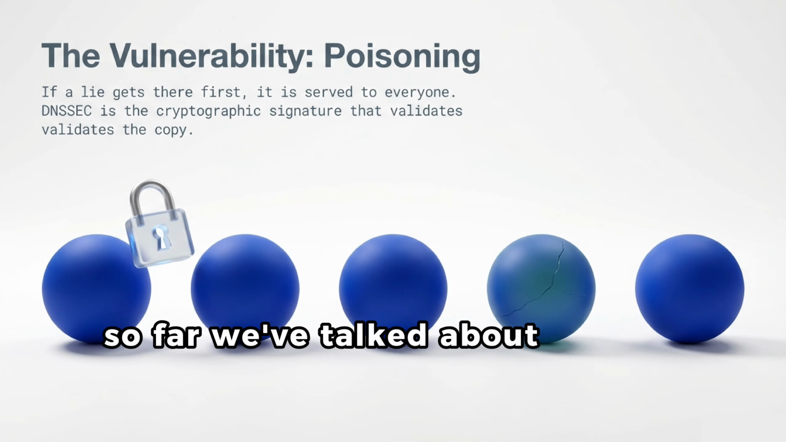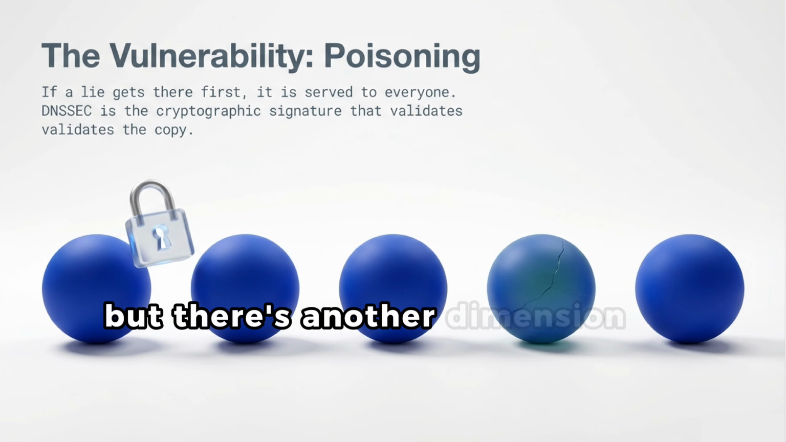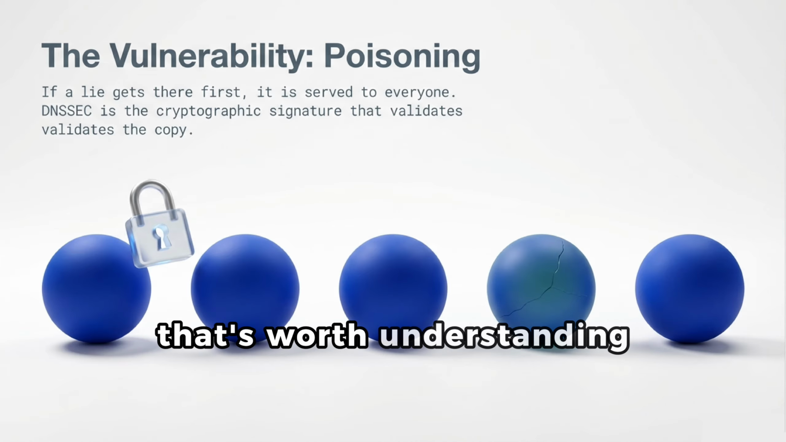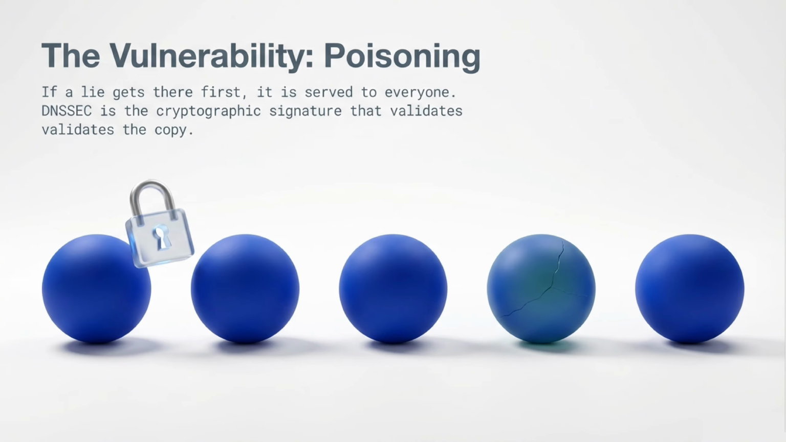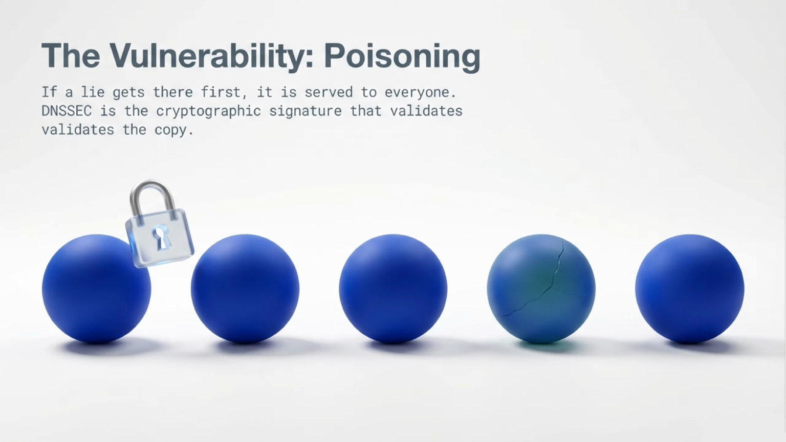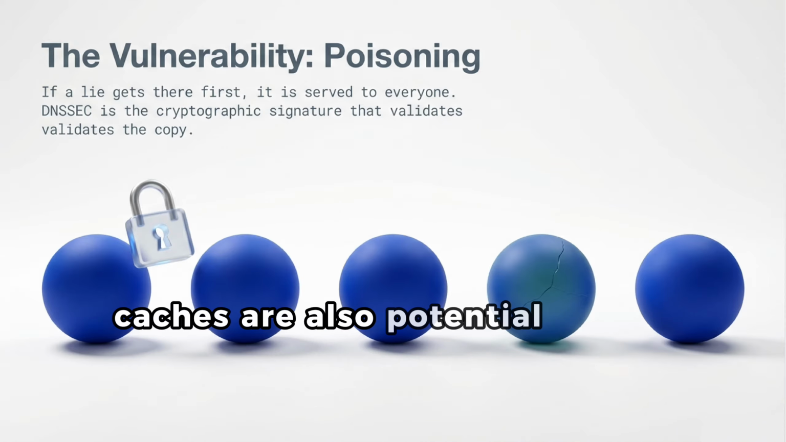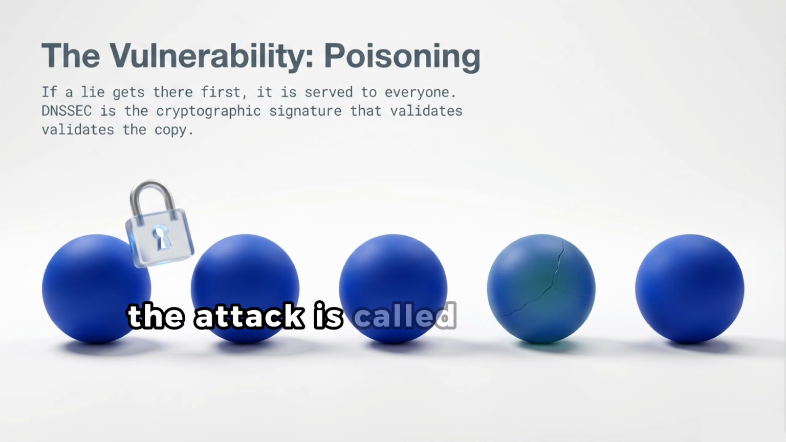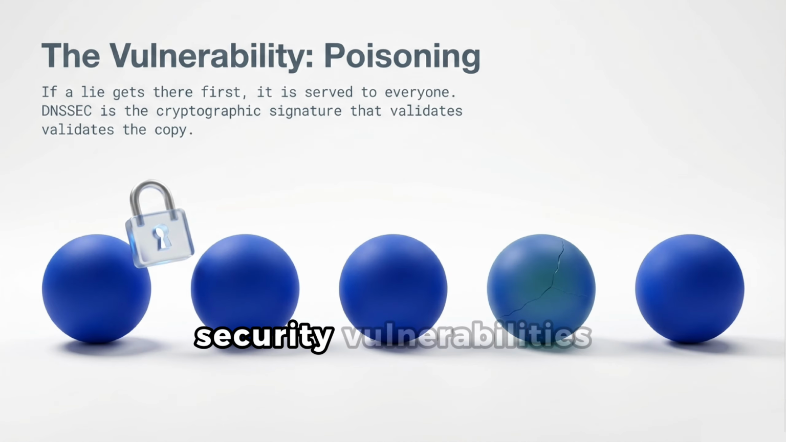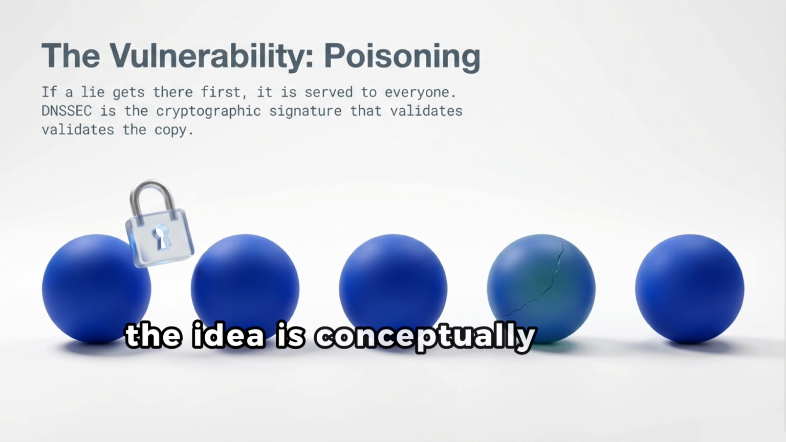So far we've talked about caching as a performance feature with an inherent freshness trade-off, but there's another dimension to caching that's worth understanding, the security dimension. Because caches hold the answer to what address does this name map to, and because many systems trust those cached answers to make security-sensitive decisions, caches are also potential attack targets. The attack is called DNS cache poisoning, and it's one of the most important security vulnerabilities in the history of Internet infrastructure. The idea is conceptually simple.